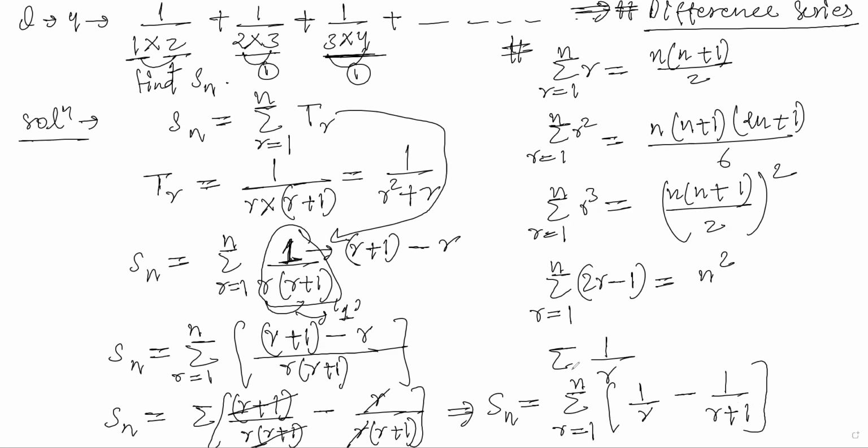Because we'll be solving another question on difference series, which you will be solving actually. So understand the concept, how to find out the difference series first of all. A difference series is when some terms are multiplying in the denominator and the difference between these terms is the same in every term. So in the first term, we got the multiplication of two terms.